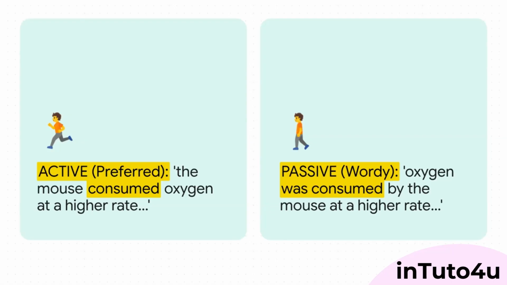Use the active voice. It is so much clearer and more direct. Instead of saying, oxygen was consumed by the mouse, which is kind of clunky, just say, the mouse consumed oxygen. Hear the difference? It's stronger, it's shorter, it's just better.